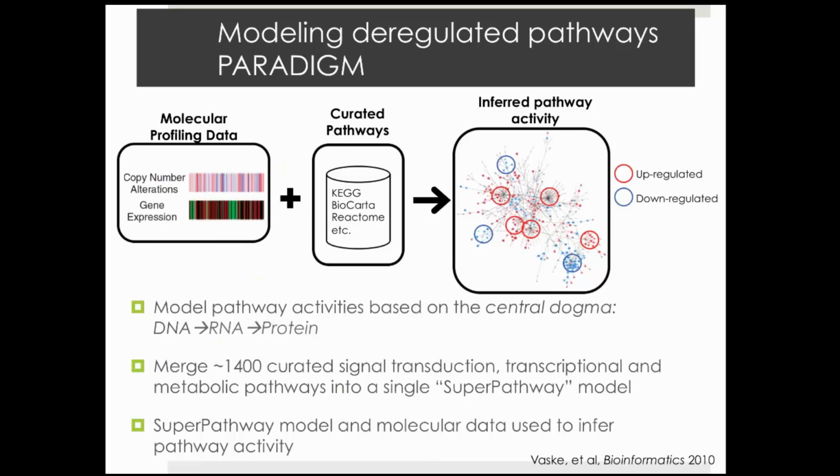Of particular interest is to think about not just individual genes, but also the pathways that are deregulated across this set of samples. One approach that we have taken for this is to use the PARADIGM modeling approach, which was developed by Josh Stewart's lab at UC Santa Cruz. In brief, this algorithm takes the baseline molecular profiling data from copy number and gene expression, and marries that with information about curated pathways, from KEGG, BioCarta, and so on. Then, using a Bayesian inference approach, it yields inferred pathway activity levels across each of these samples.